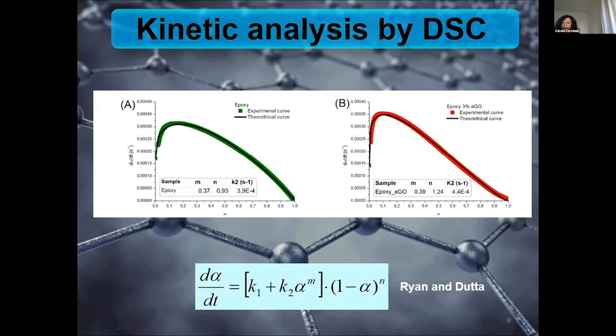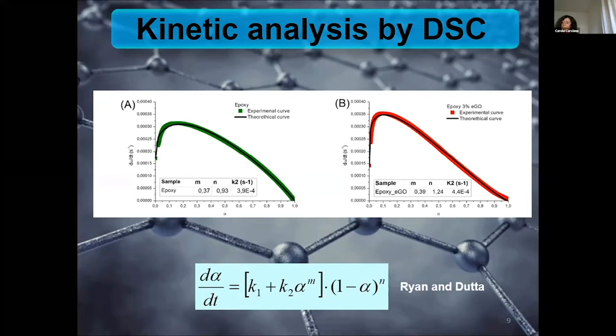And the autocatalytical effect, as measured by the parameter M, is not significantly modified by any nanofiller, while the parameter N increases, changing from values lower than 1 to values higher than 1, when GO and also EGO, as you can see in this slide, are added to the resin. So a possible important explanation of this kinetic change can be found by also looking at the differences in the peak time and in the heat of reaction.